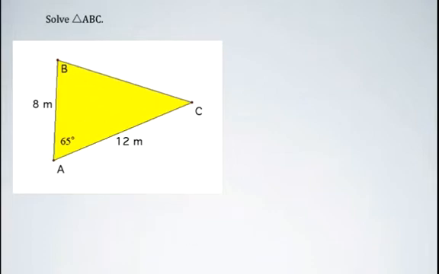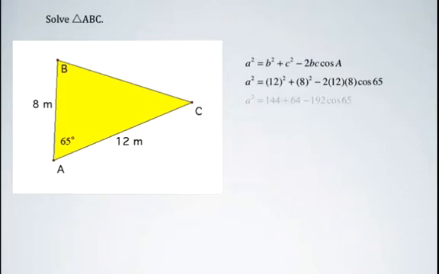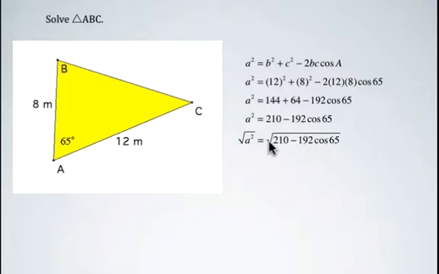So what we're going to do is write our cosine law for finding side length a. Sorry, a squared is equal to b squared plus c squared minus 2bc cosine A. We're going to sub in, and here b is 12, c is 8, and angle A is 65 degrees. And so when we simplify, we find a is going to be equal to the square root of 210 minus 192 times cosine 65.